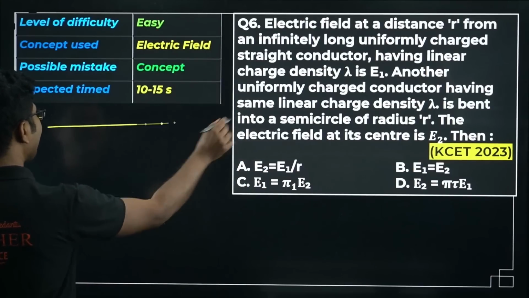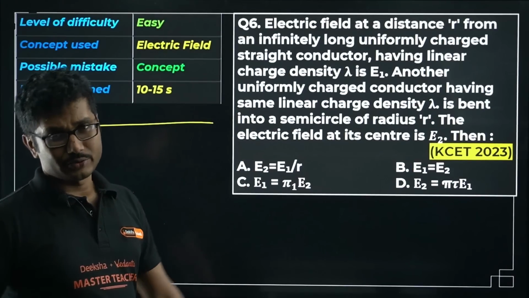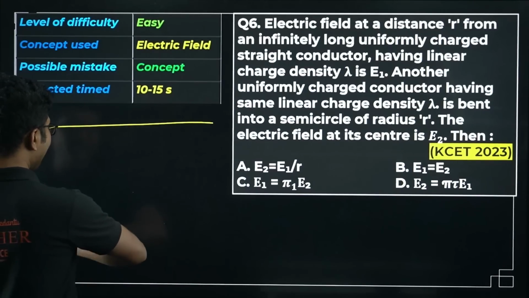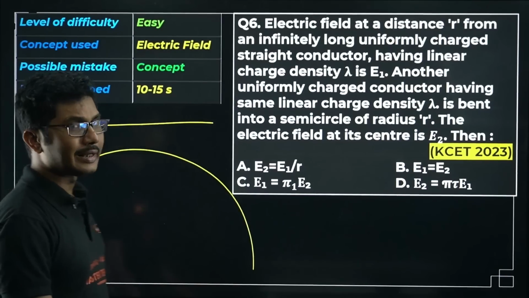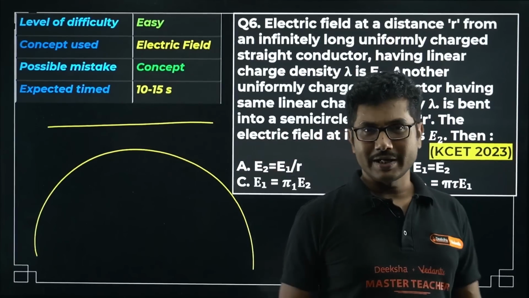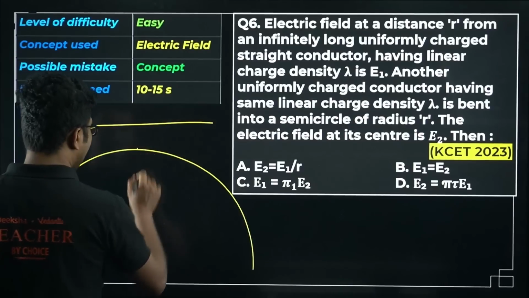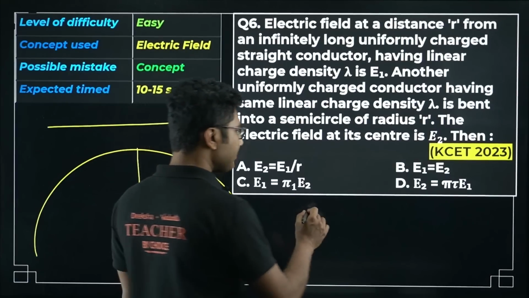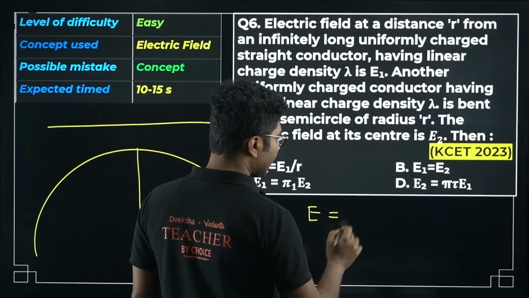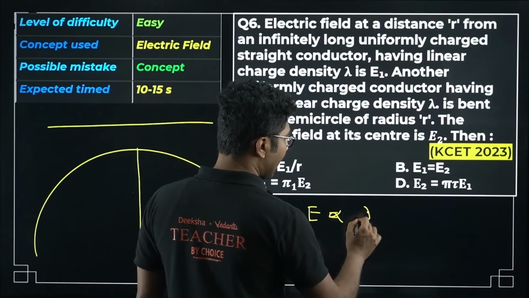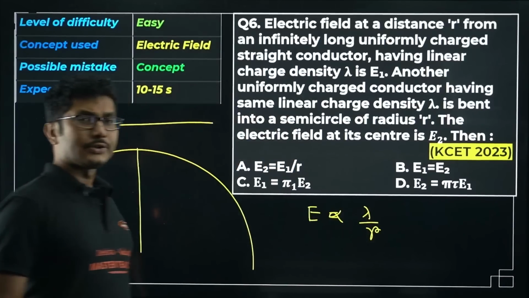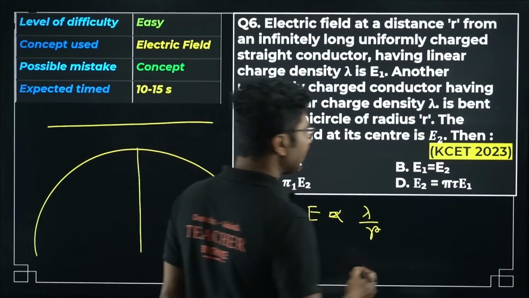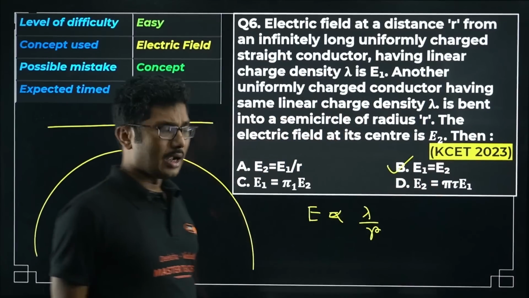So there is an infinitely long wire, so the trick of the question is hidden in this. Now if you bend that infinitely long wire, then again the radius of curvature will be infinite. So basically at the center again it will have the constant electric field. We know that the electric field due to a straight wire is proportional to lambda by r. So if the distance remains the same, then again we will get the same electric field. So E1 will be equal to E2, right?